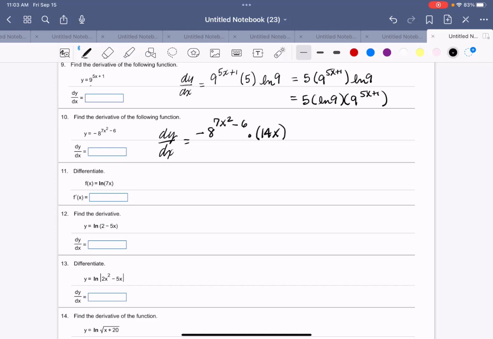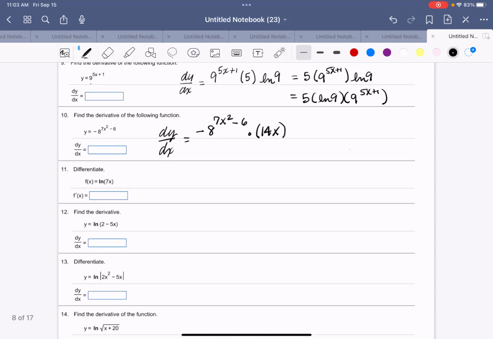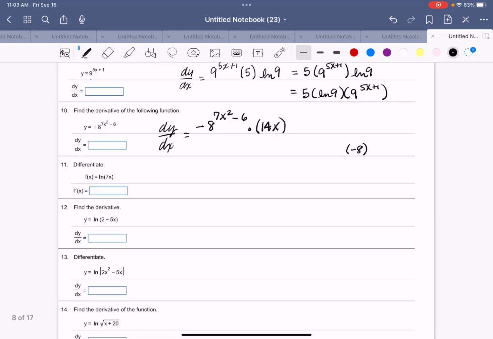Now we have to be careful here. Our base is not negative 8. If it was negative 8, that negative 8 would have to be in parentheses. So our base here is 8, okay? And you can't take the natural log of a negative, or the log of any negative, so that should also be a reminder that that's natural log of 8, not natural log of negative 8.